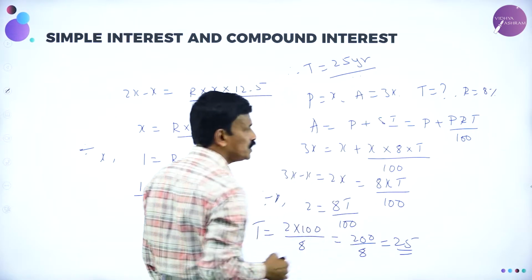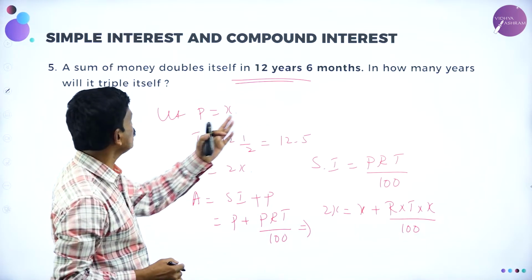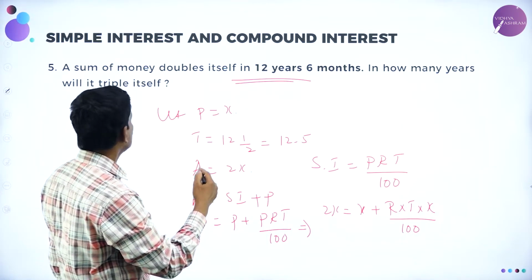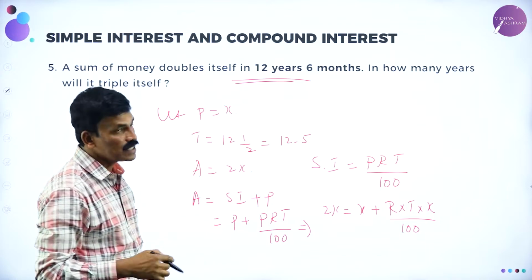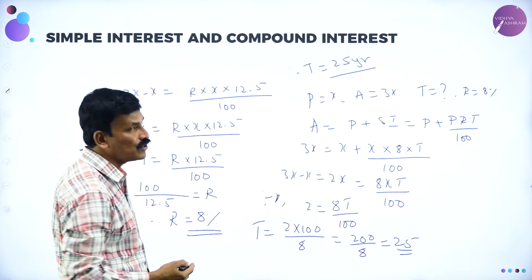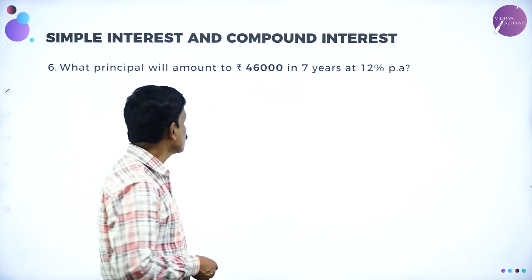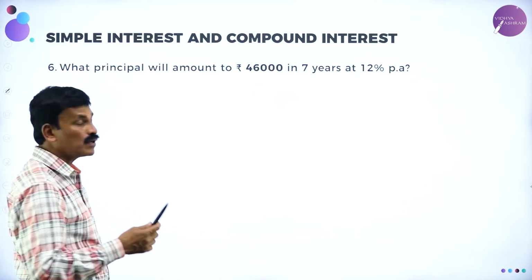So, in 25 years the amount will become triple. In 12.5 years the amount becomes double, whereas in 25 years the invested amount x will become triple. That is it. Okay. Now, let us come to the next problem.